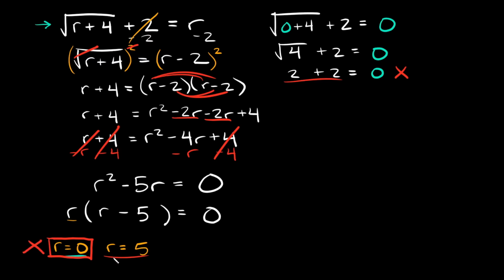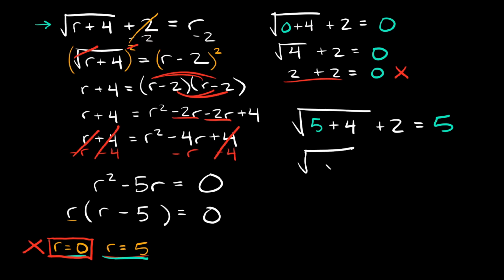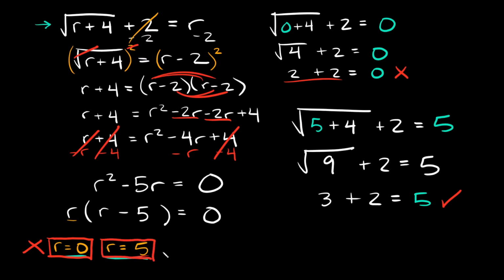So now we just have to check our other solution right here. r is equal to 5. Okay, so again, plugging it back into the original equation, we're going to get the square root of 5 plus 4 plus 2 is equal to 5, right? So then inside the parentheses, 5 plus 4, that's equal to 9. And then plus 2 is equal to 5. So then the square root of 9, that's equal to 3. So we get 3 plus 2 is equal to 5. Is that a true statement? It sure is, right? So that means r is equal to 5 is a solution to the equation.